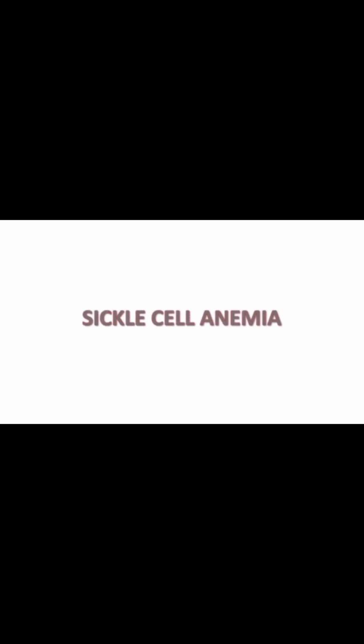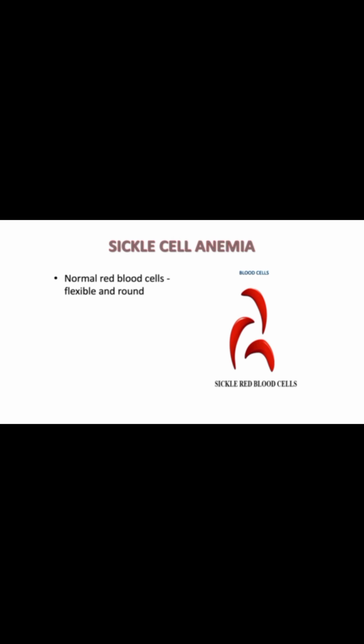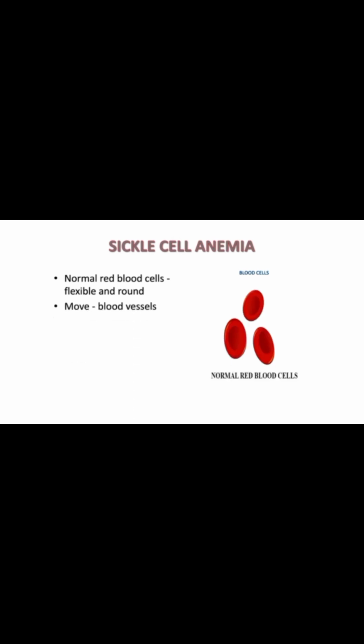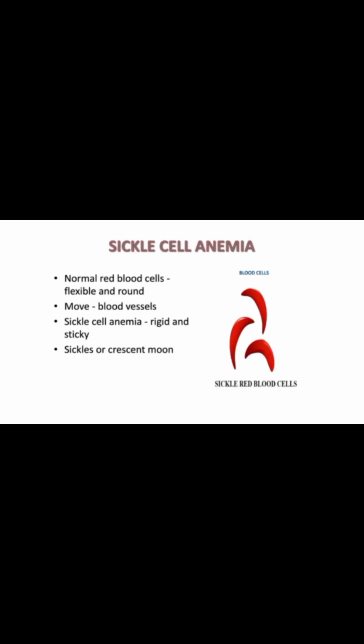Sickle cell anemia. The human body produces normal red blood cells that are flexible and round and can easily move through the blood vessels. In sickle cell anemia, the red blood cells become rigid and sticky. They take the shape of sickles or crescent moons.